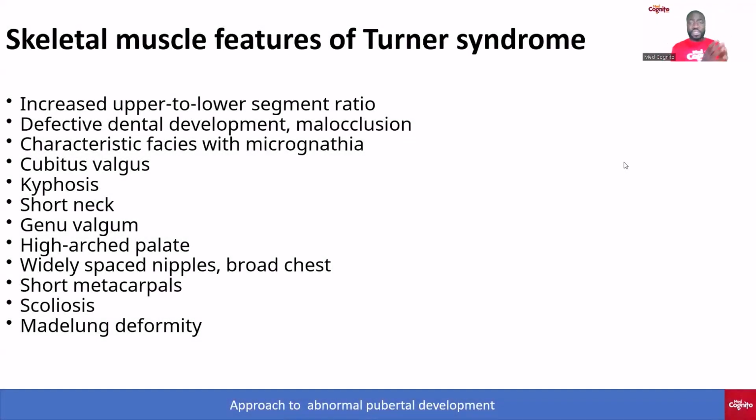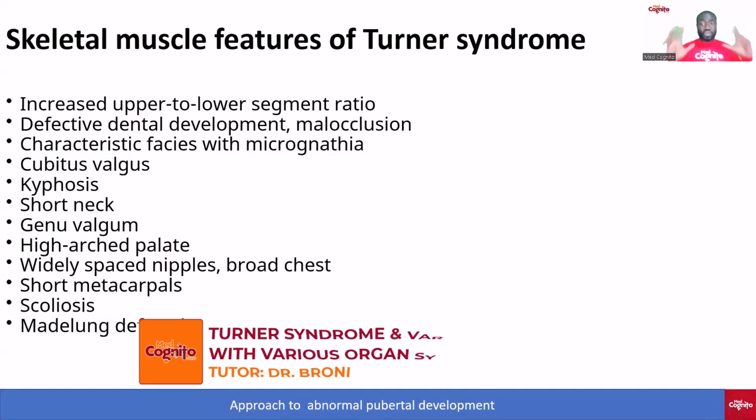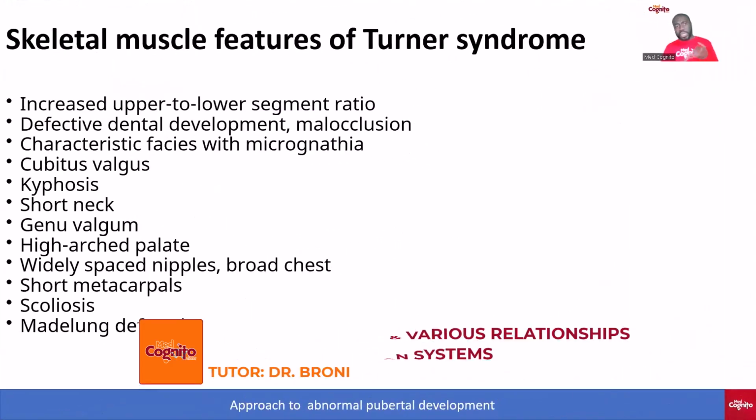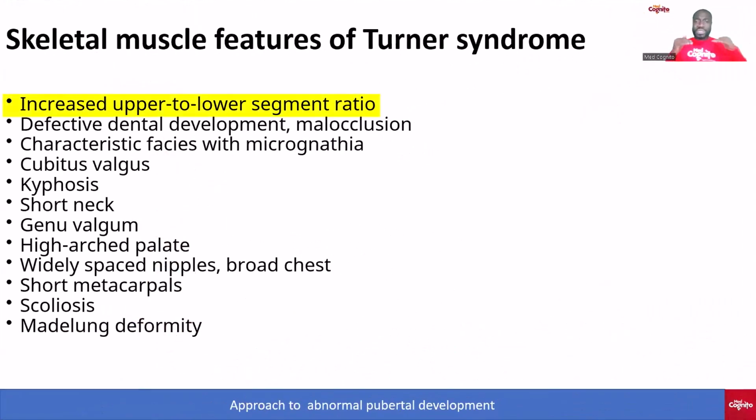Skeletal muscle features of Turner syndrome. We said that the most common feature is short stature. But what are the features on skeletal muscle examination? Number one, increased upper to lower segment ratio. So it looks like their upper body is longer than their lower body.